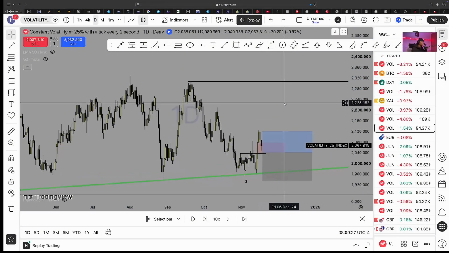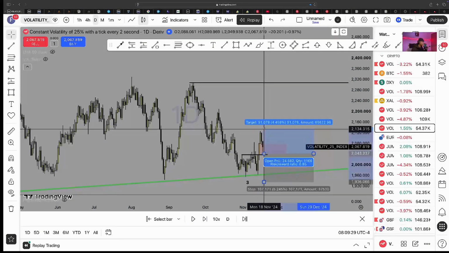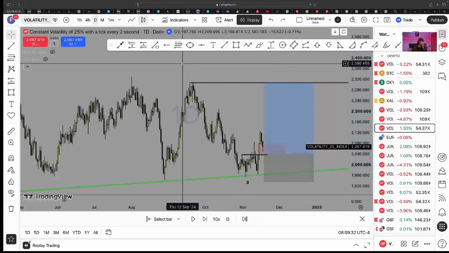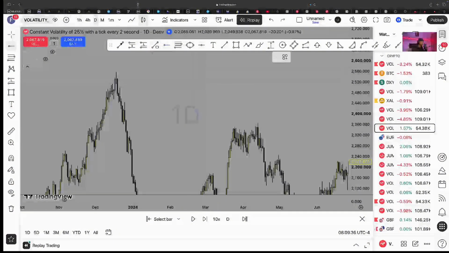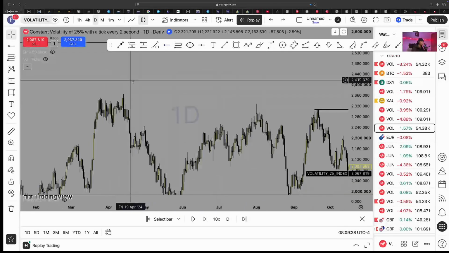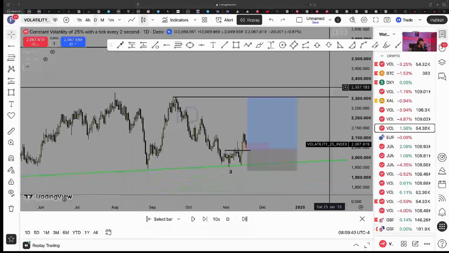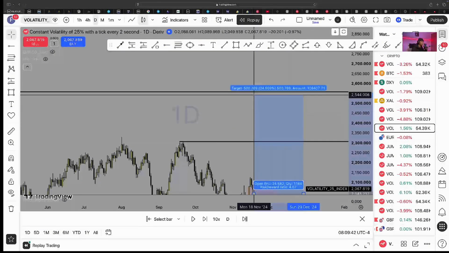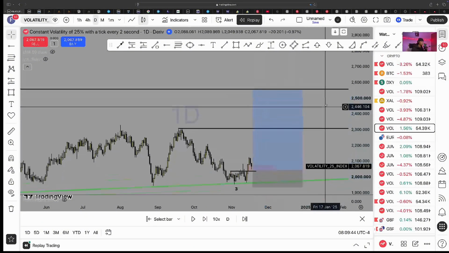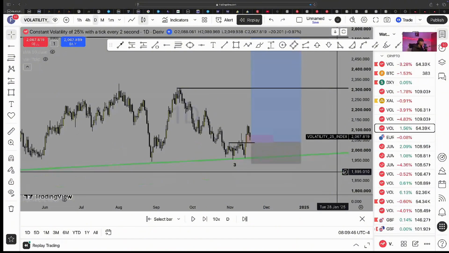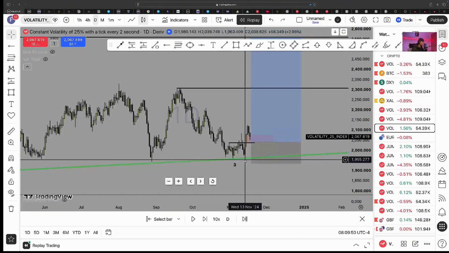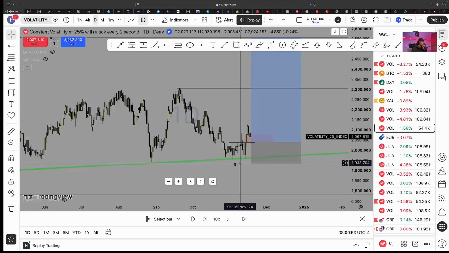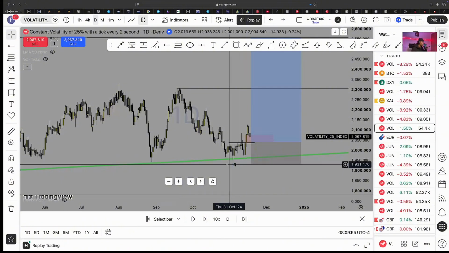And we have a shift in momentum. We have a shift in structure. So this will be my first level target, and this will be my second level target, which is the last level target. So I'm gonna just play this out real quick for you guys to see what's gonna happen after we had a touch at the trend line.